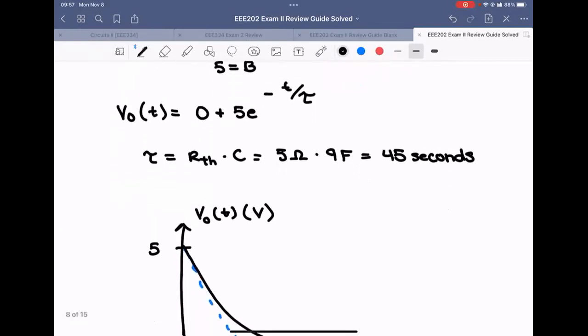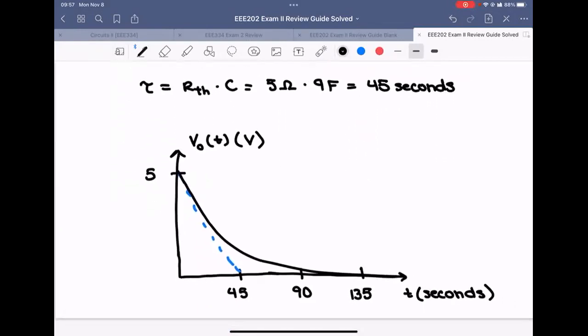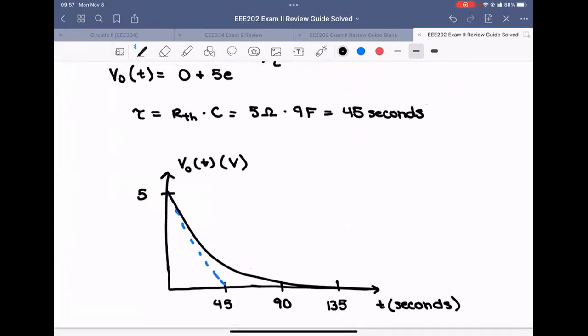And the last thing you'll have to do is be able to draw it out. So drawing it out, we know our tau: 1 tau, 2 tau, 3 tau. We need 45, 90, 135. Make sure you label your axes. The y-axis is going to be voltage, V out of t in volts, and the x-axis is t in seconds. You know our tau: 45, 90 seconds, 135 seconds.